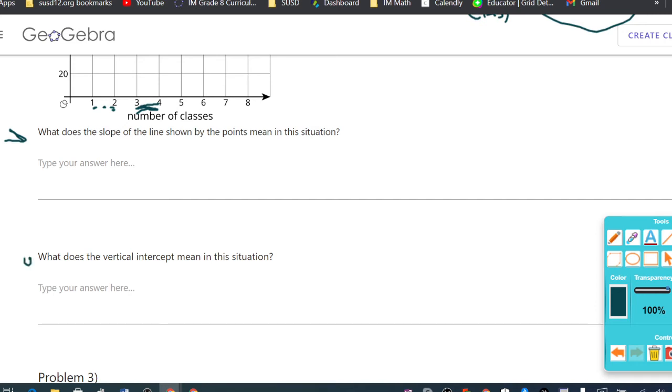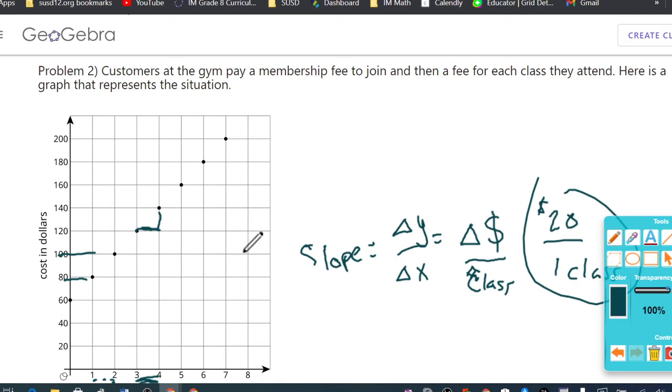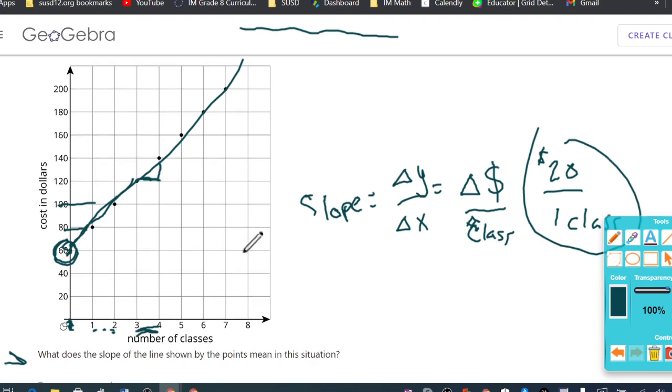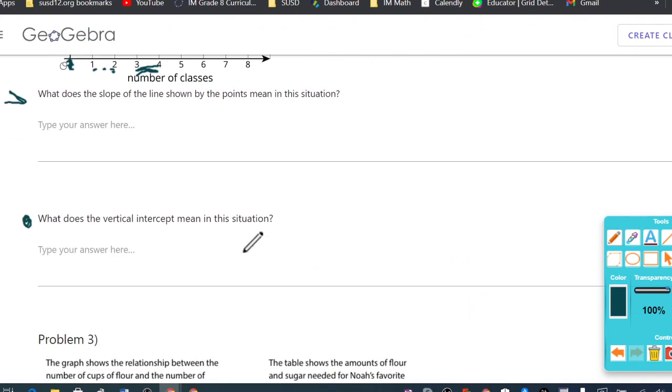And then it says, what does the vertical intercept mean in this situation? Well, they told us that you have to pay a membership fee to join. And what if you took 0 classes? Imagine taking 0 classes. You're already starting at $60. That must be the membership fee before you've taken any classes at all. The line intercepts the y-axis at $60. So what does the vertical intercept mean in this situation? It means you start paying at $60 before you've even taken a single class.